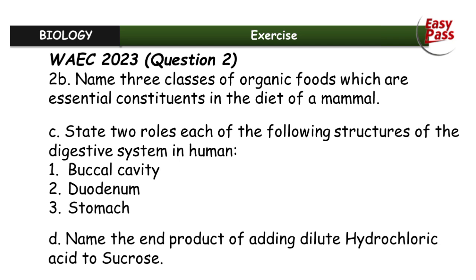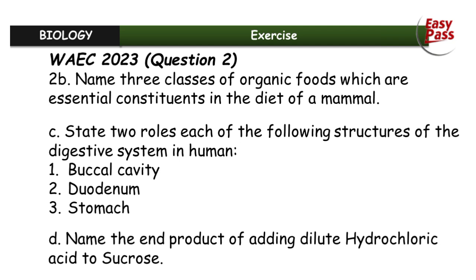The first question says, name 3 classes of organic food which are essential constituents in the diet of a mammal. C says, state 2 roles of each of the following structures of the digestive system in human: the buccal cavity, the duodenum, and the stomach. Then D: name the end product of adding dilute hydrochloric acid to sucrose.